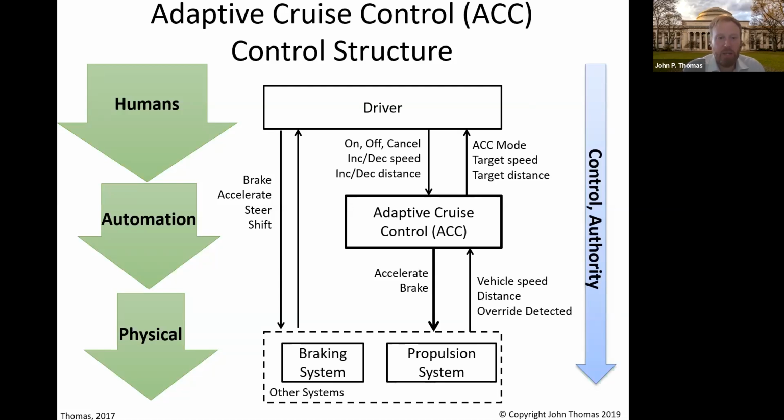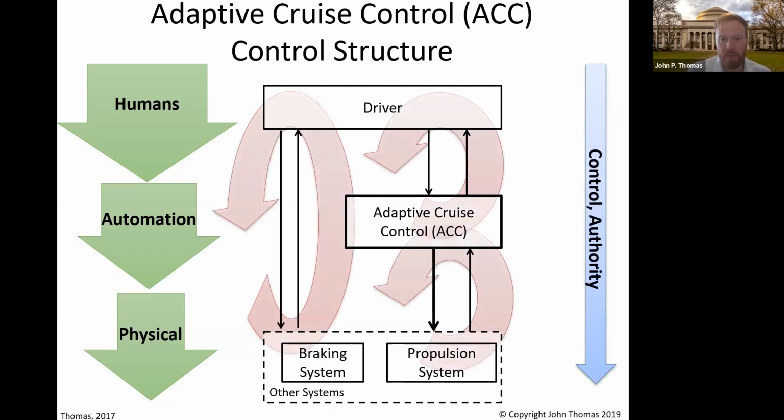Physical layer is generally at the bottom. We may have some automation layer in the middle. We may have humans at the top. This appears all the time in control structures. So if you're feeling lost, you don't know where to start, you might look back to a pattern like this and see if this is applicable to your system.